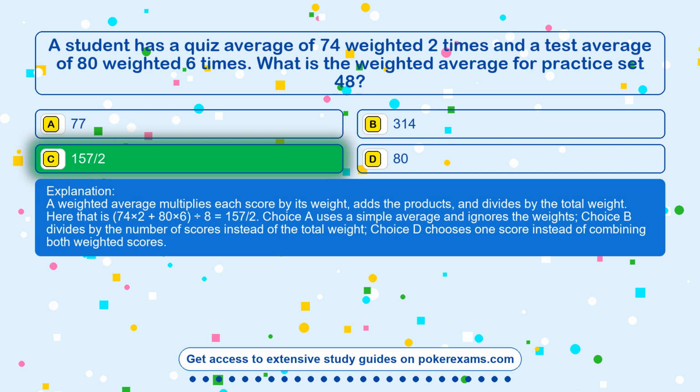Choice A uses a simple average and ignores the weights. Choice B divides by the number of scores instead of the total weight. Choice D chooses one score instead of combining both weighted scores.